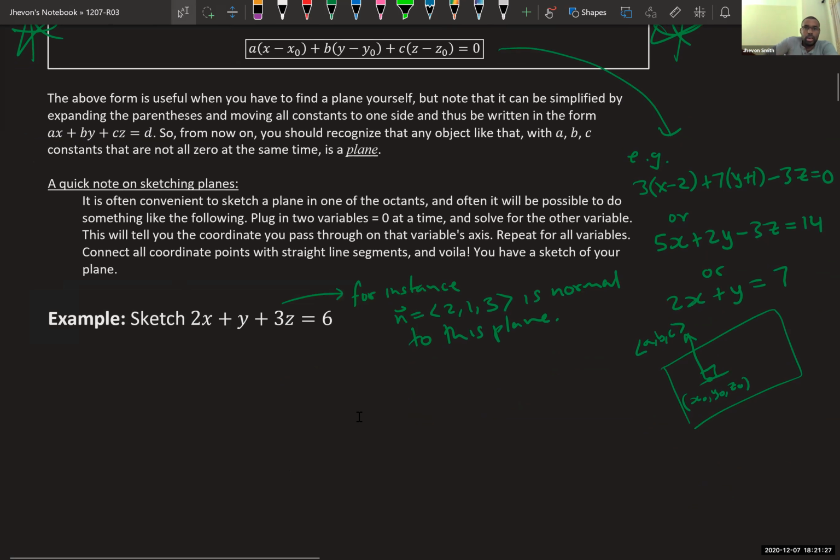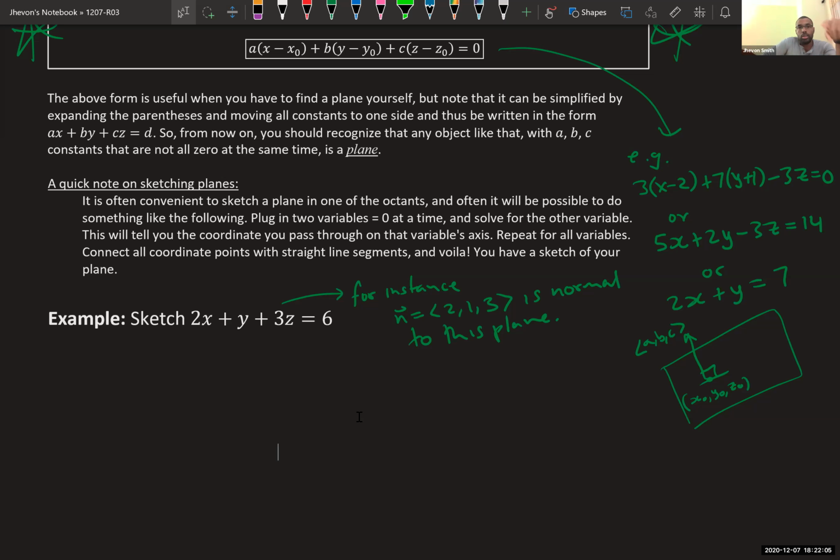Right, so here's a plane: 2x plus y plus 3z equals 6. You should recognize that as a plane because it looks linear and it has all the variables there. But honestly, even if the y and the z weren't there, it would still be a plane. If any one of these weren't there, it would still be a plane, because it would still fall in line with the form. So A, B, and C cannot all be 0, but you can have up to 2 of them being 0 at the same time, and it's still a plane.